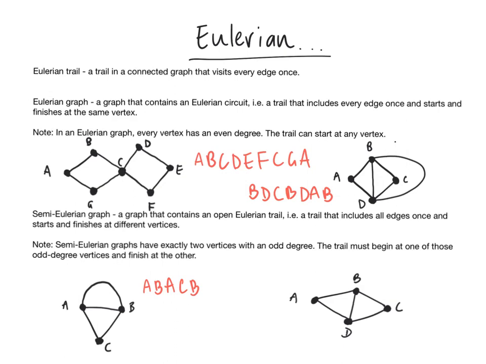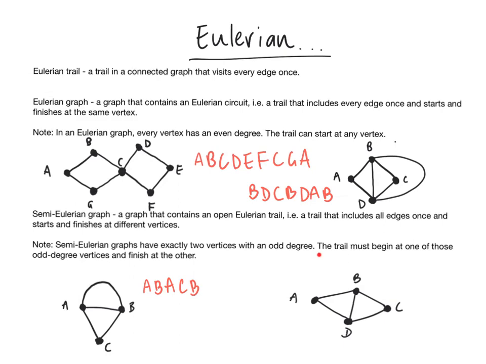Now we look at the last example over here, and before I even get started, I know that this is semi-Eulerian because if I look at this vertex B and I look at this vertex D, they both have a degree of 3, which means that both of these have an odd degree. The other two have an even degree. Now, a little note here, semi-Eulerian graphs have exactly 2 vertices with an odd degree. This one here had exactly 2 vertices with an odd degree, so that's why I knew straight away that it was semi-Eulerian without having to list the trail.